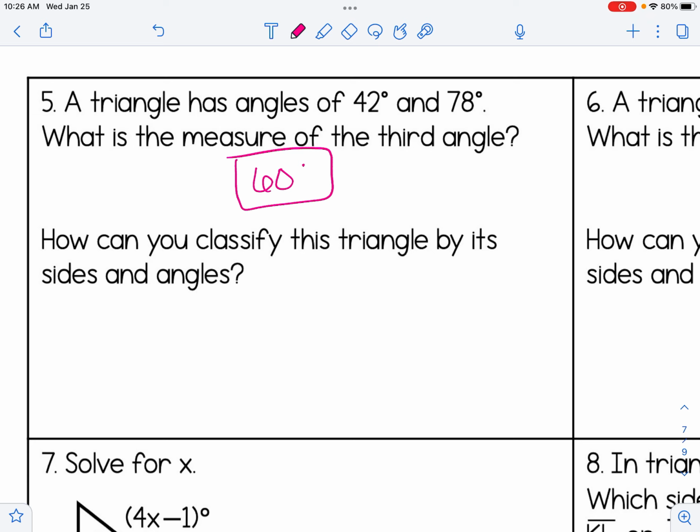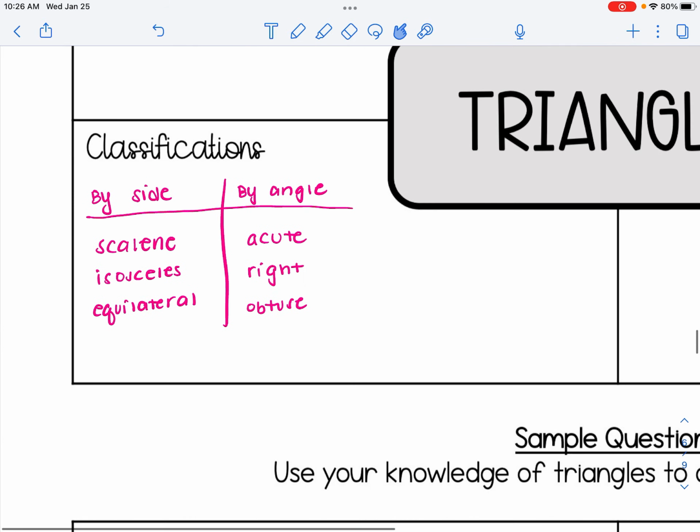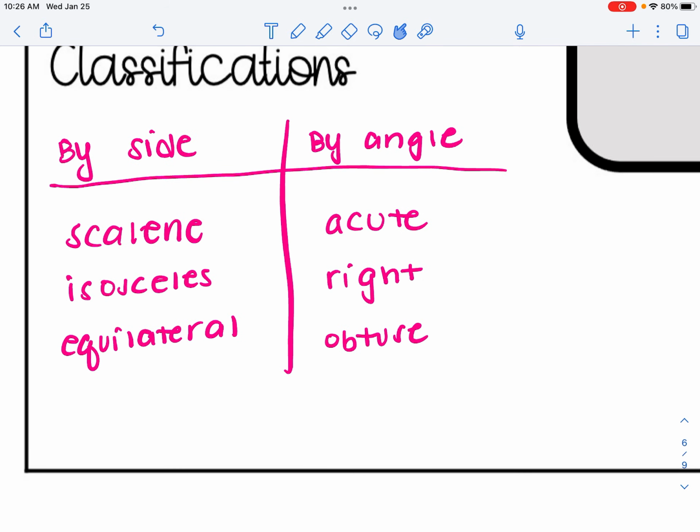Then it asks us, how can I classify this triangle by its side and angles? So that's where if I scroll back for a second, I want to pick an option from each of these columns. I want to decide, is it scalene, isosceles, or equilateral? And then for angles, is it acute, right, or obtuse?